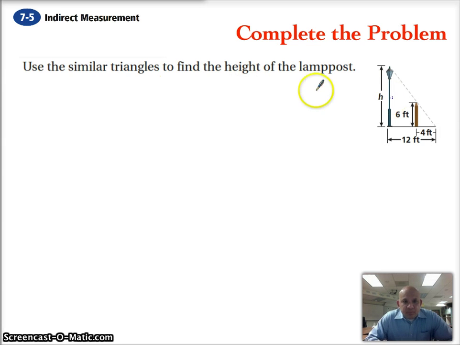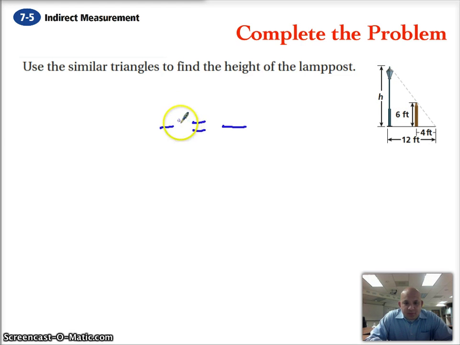Now it's your turn. You're going to use the similar triangles to find the height of this lamppost. Here we have a 6-foot post, and here we have a lamppost which we don't know the measure of. We're going to use indirect measurement using proportions, using ratios, in order to find out what the height of the lamppost is.